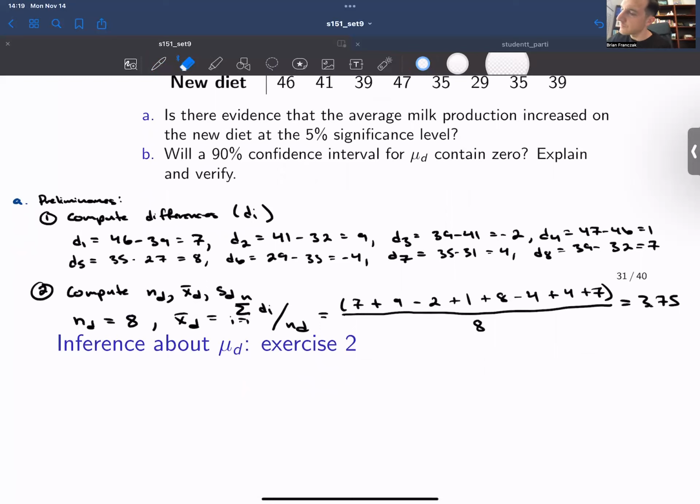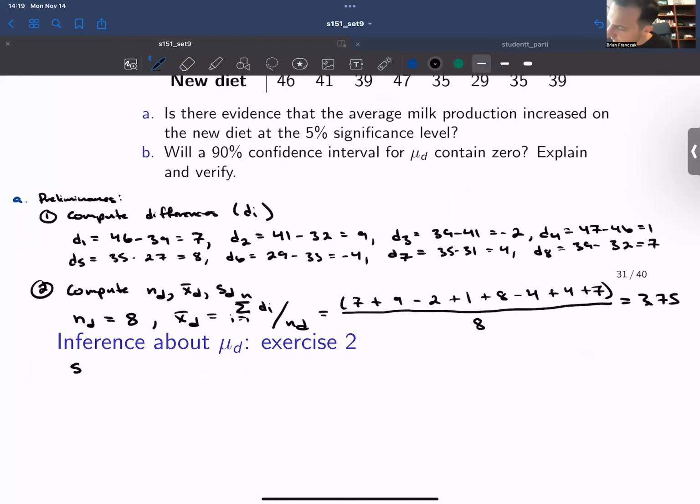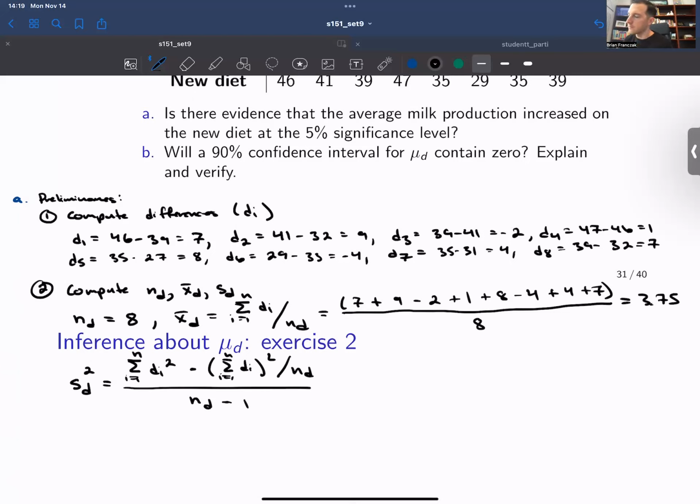Okay, now what we have to do is compute the standard deviation of the differences. So this can be done in 2 ways. We can use the defining formula or we can use the computing formula. The computing formula is a bit faster, so we'll use that. So we're going to have the sum from i equals 1 to n of each difference squared minus the sum from i equals 1 to n of the differences all squared divided by the number of differences, over the number of differences minus 1. Okay, actually, sorry, this is the variance. So we're going to square root this after.